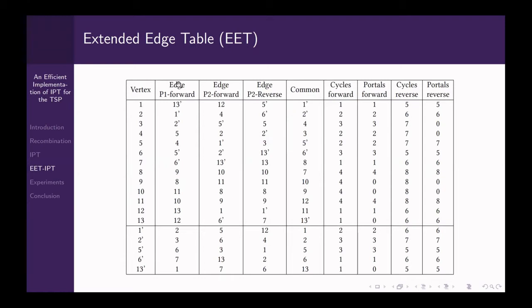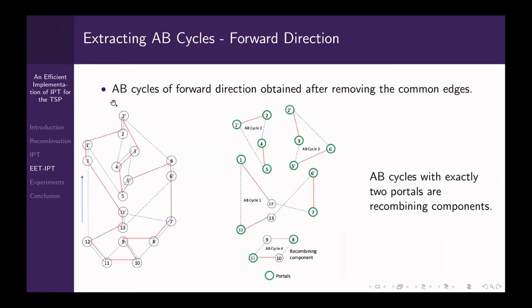For example, for vertex 1, what is the edge coming from P1, what is the edge coming from P2 if we consider the same direction, or what is the edge coming from P2 if we are considering the reverse direction of P1, and what is the common edge. That information is kept for all the vertices, and this part of the table, which we call the extended edge table, can now be used to extract all the partitions from the union graph.